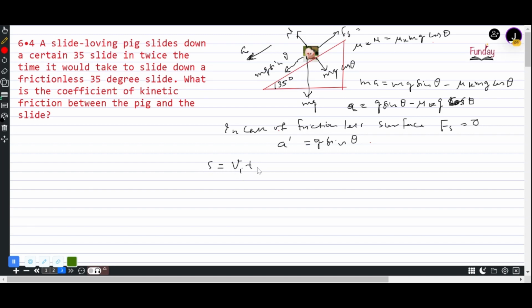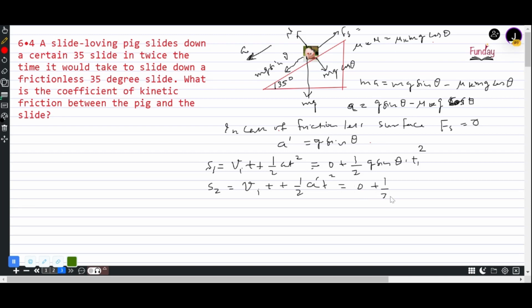Now we will use the equation of motion. Distance is equal to velocity into time plus half into acceleration into time squared, which is s is equal to v1 t plus half a t squared. We will put these values in. We are presuming that the initial velocity is 0. So in case of motion on the surface with friction, we put the value of a as g sin theta minus mu k g cos theta. Now S1 is in case of the frictionless surface, and S2 is in case of the surface with friction.